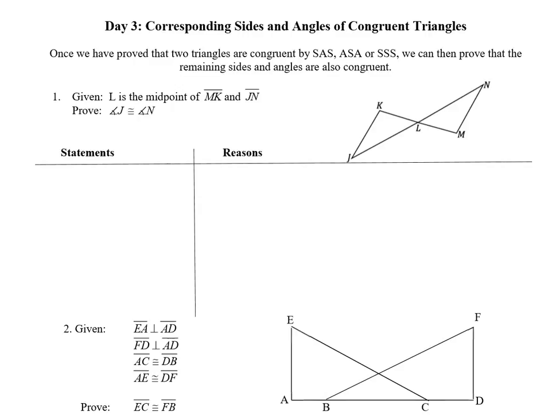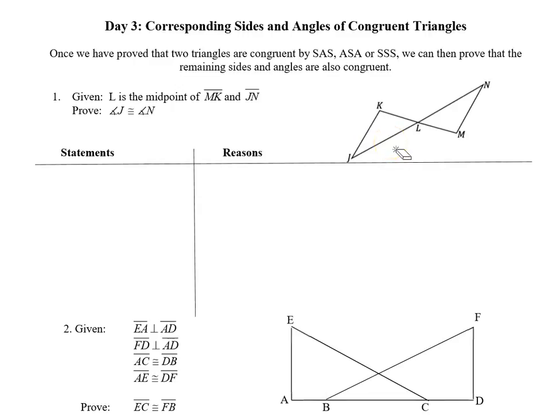So taking a look at our proof on the first one here, we're trying to prove that angle J here is congruent to N. Okay, and they gave me some information about L being the midpoint of a couple segments, and we'll talk about that. Essentially what I'm trying to do here is prove that these triangles are congruent, because if I get them congruent, then I can say their corresponding parts are congruent.